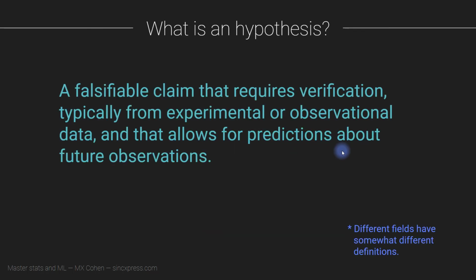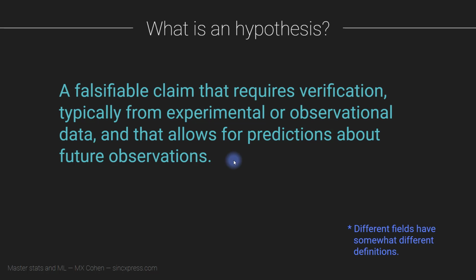The last concept that I want to define in this video is a hypothesis. I'm sure you know this word. I'm sure you already have a sense of what a hypothesis is. A hypothesis is a falsifiable claim that requires verification, typically from experimental or observational data, and a hypothesis must allow predictions about future observations. So for example, let's say I have a hypothesis that studying for an exam will help you do better on an exam. That requires verification from data, and it also allows predictions for future observations.